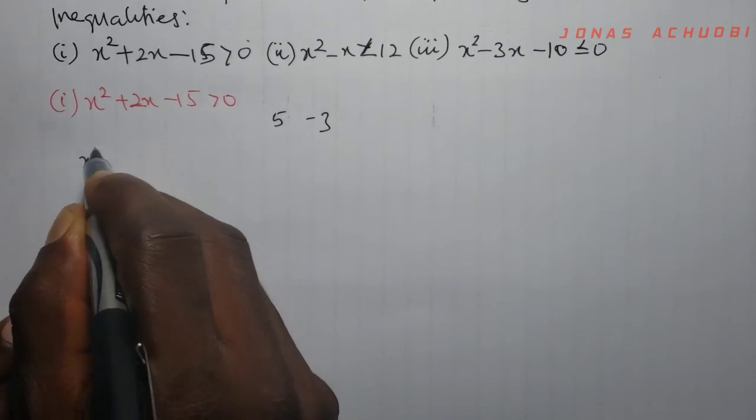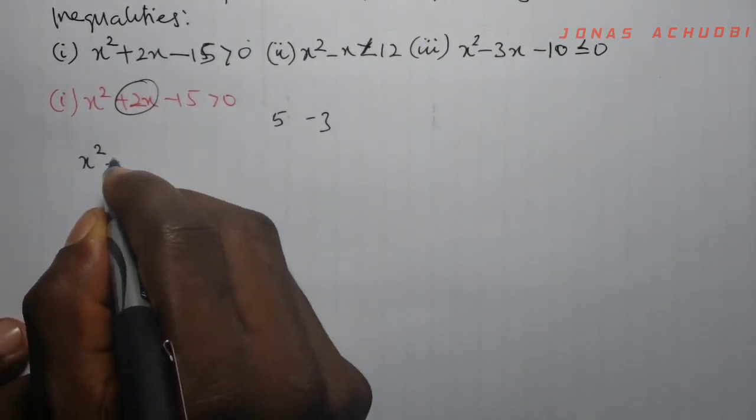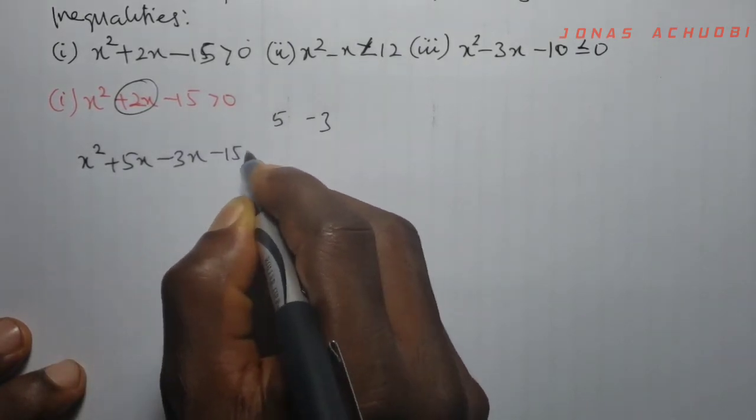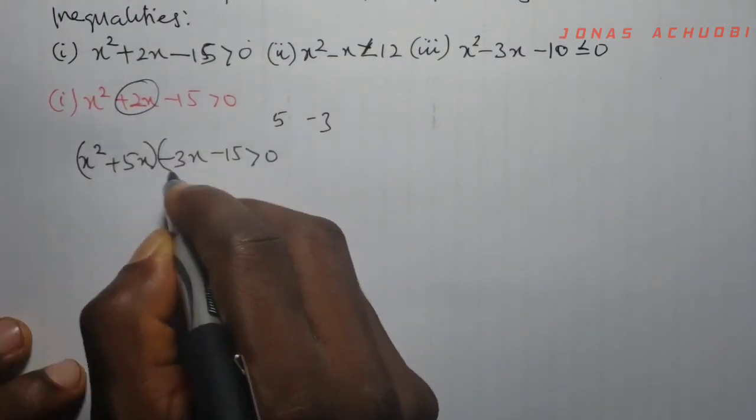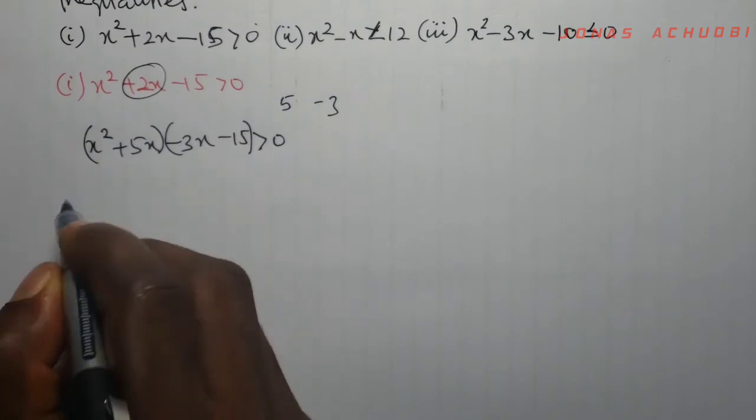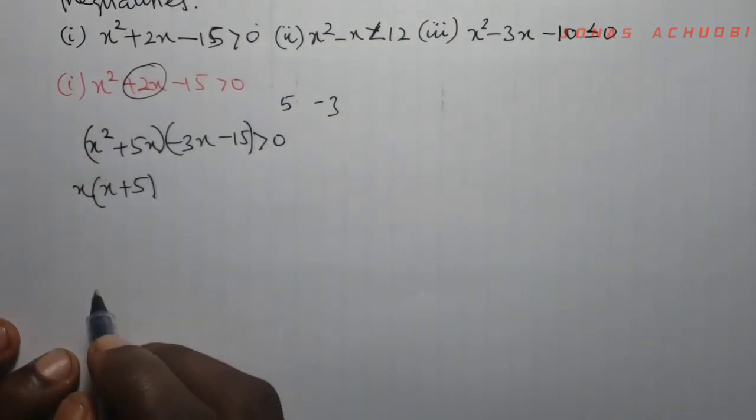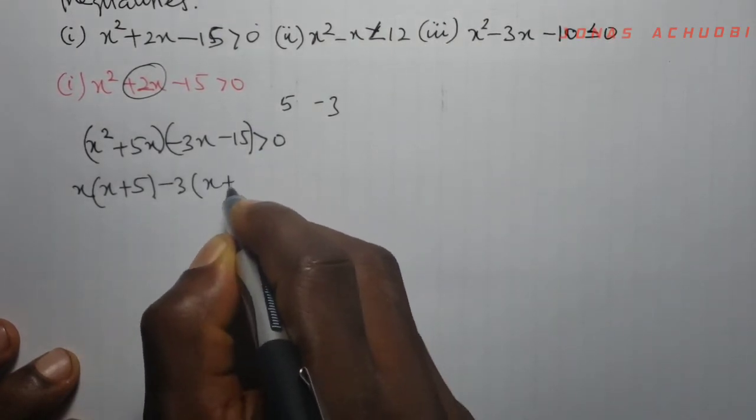So we have x squared. We'll now take this off and replace with these 2 factors, plus 5x minus 3x minus 15 is greater than 0. We go ahead to group them in pairs and factorize. So from the first bracket, we can factorize x, and we have x plus 5. From the second bracket, we can factorize negative 3, and we have again x plus 5.